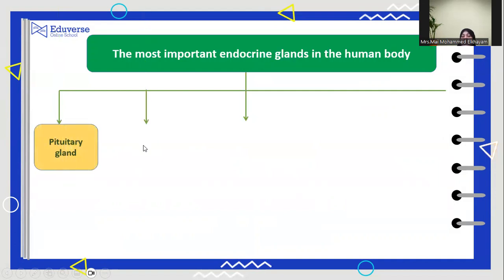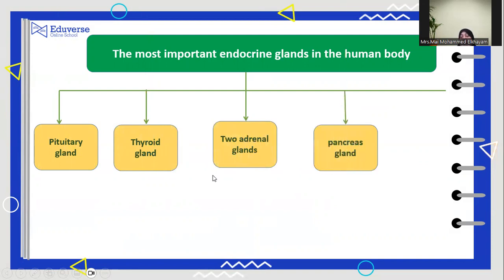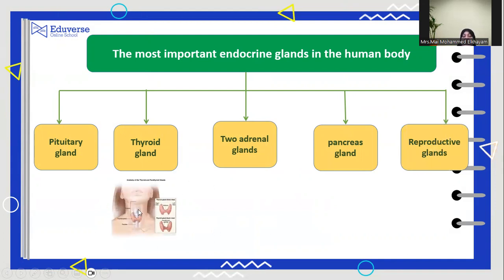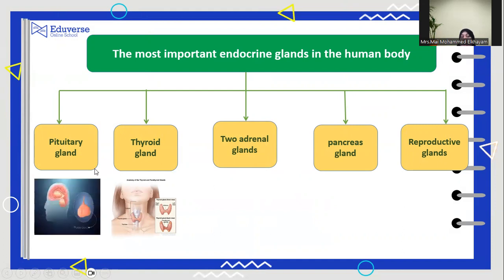The pituitary gland, thyroid gland, 2 adrenal glands, the pancreas gland, and the reproductive glands. As you can see here, the thyroid gland is formed of two lobes connected with a small part, and they are found in the front part of the neck at the 2 sides of the trachea. While here, the pituitary gland is a small-sized gland in the size of a pea seed, and it is located just below the brain.